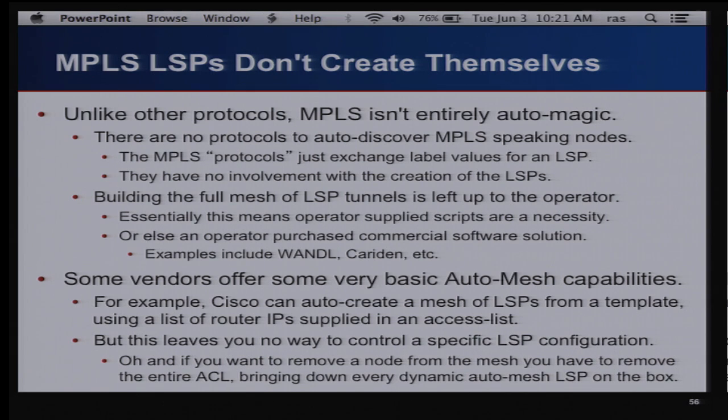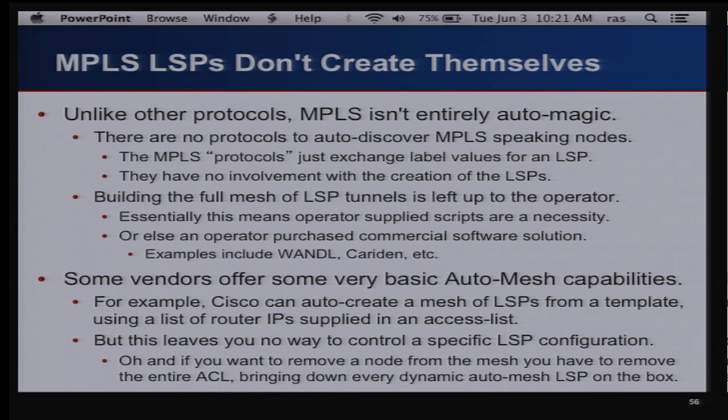Another big drawback is that the LSPs don't create themselves. Unlike a lot of other protocols, there's a protocol that does signaling, but there's no protocol that does the LSP creation. So it's ultimately up to the end user to figure out what LSPs they need, where they need them, and to go create and configure them. And that turns out to be a pain. If you've got a complex network and you want a full mesh, that might be building thousands, tens of thousands of LSPs. So there's a bunch of different commercial software vendors out there that'll supply solutions. People like Wandel and Keratin. I think some of these guys have been bought.